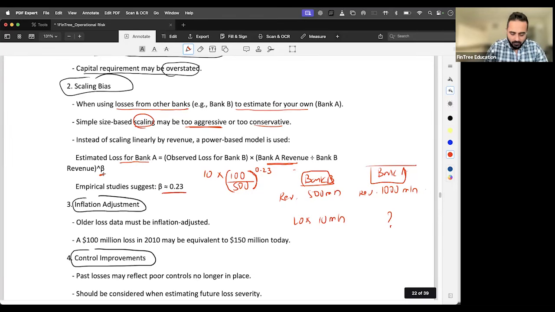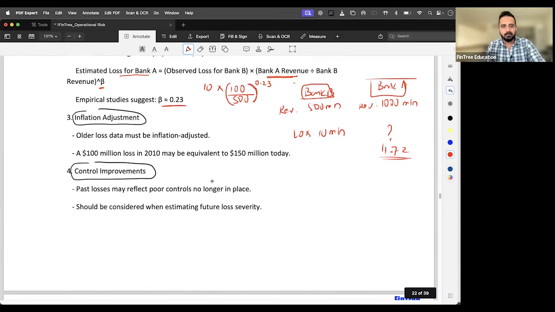So if I were to do the calculation, 2 raised to 0.23 gives me a 1.17 multiplier as against a 2 multiplier multiplied with 10. So here my losses are becoming 11.72. Now that's a Basel recommended method, so we want to learn this. Second, if it's older loss data, then you need to do inflation adjustment.